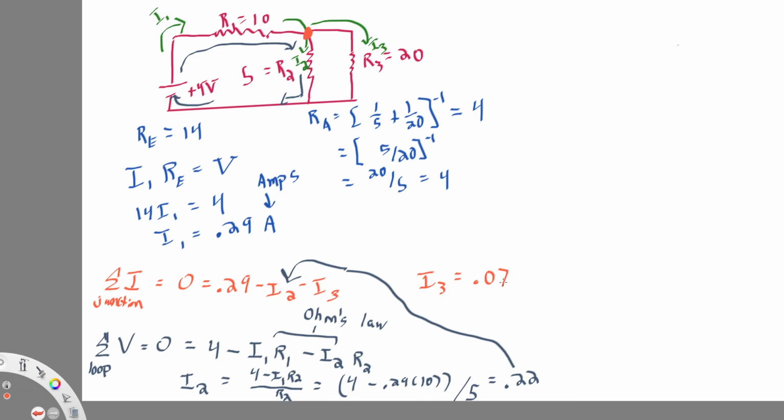For the part where it says I2 equals the 4, that's supposed to be R1 in the numerator. Oh, good catch. Yes. Okay, because I got confused for a second. Yeah, my bad.